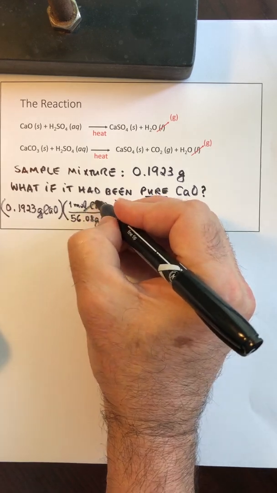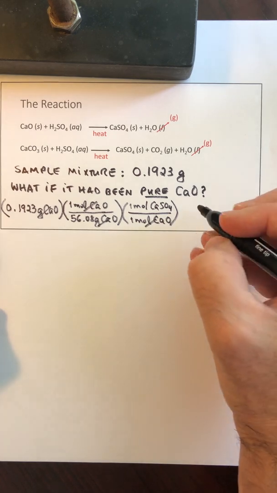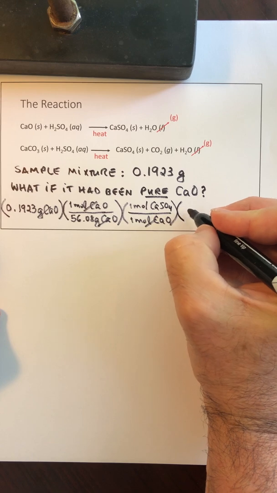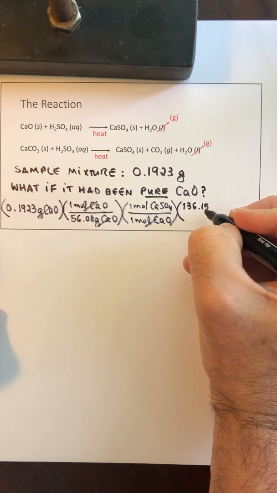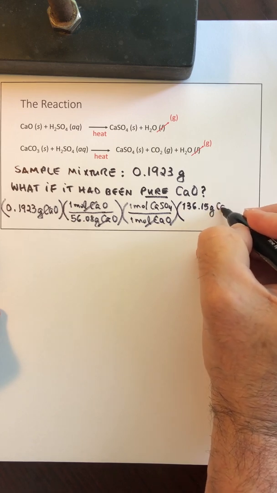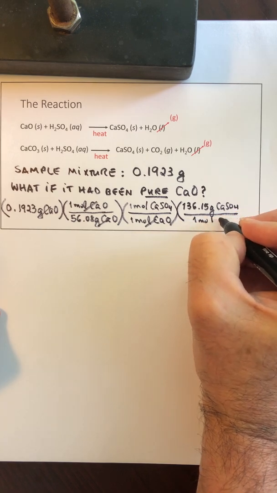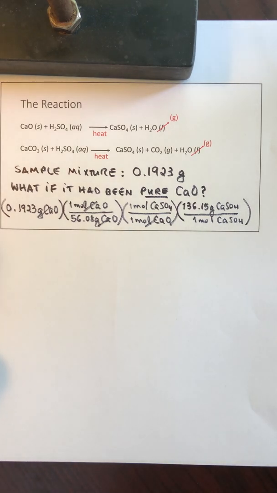And remember, this is just a scenario. It's an imaginary scenario. Okay, this is not what we have. I'm assuming what would happen if this had been pure calcium oxide. It's a good review of how to do these kinds of calculations. And then we said that 1 mole of calcium oxide is 136.15 grams of calcium sulfate for every mole of calcium sulfate. Okay, sorry for the small writing. I hope you can still see that.